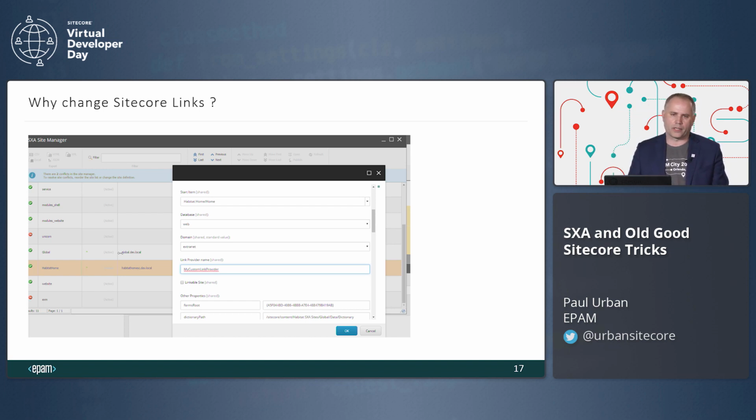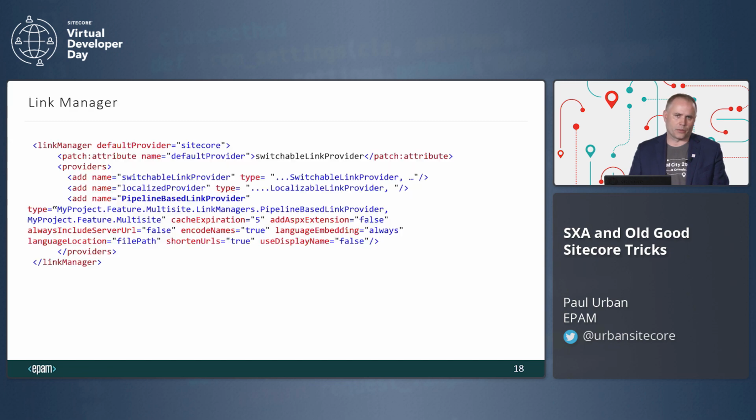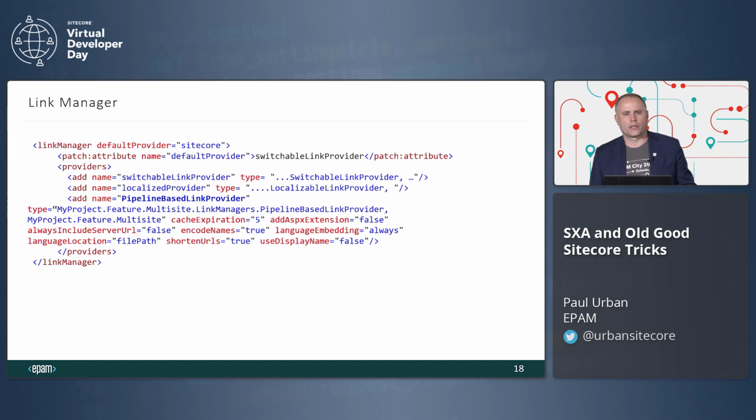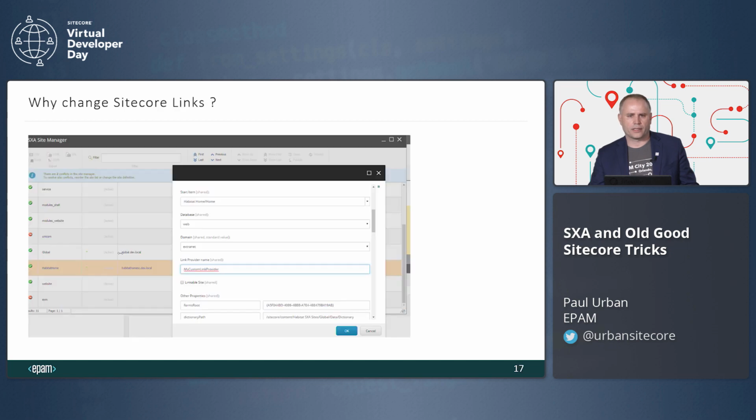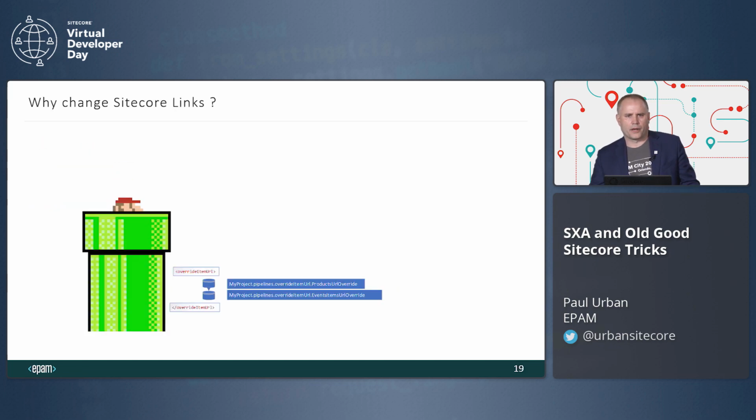So let's go and see a real case scenario of how we can do that. The first part is to register your link manager. As you can see in that patch config file, I added the pipeline-based link resolver among them. So the name that you have in here, add name pipeline-based link resolver, is exactly what you have to enter into that SXA field, link provider name. That must be the same.